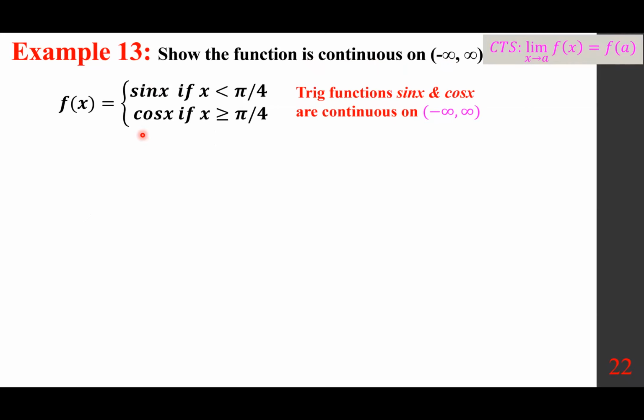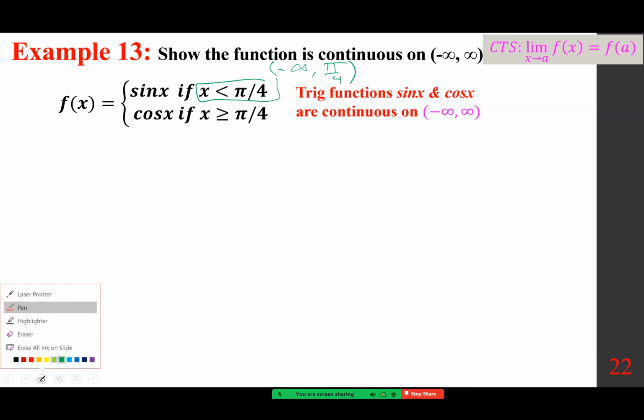Therefore, this is continuous from negative infinity to pi over 4. So the top one becomes continuous from negative infinity to pi over 4, and pi over 4 is not included. The bottom one becomes continuous from pi over 4, and pi over 4 is included, to infinity.